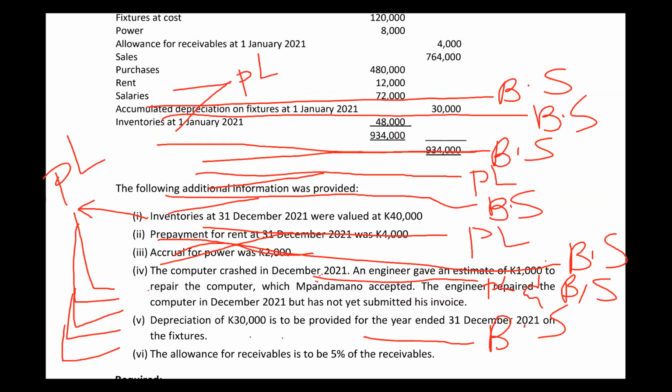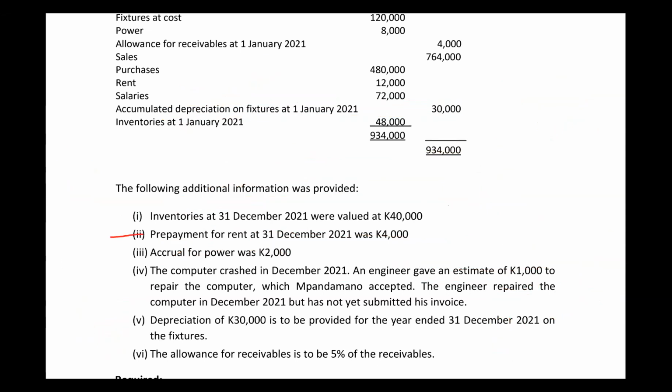Then you go to the prepayment for rent. Now, listen clearly so that you see how we do the adjustment, so that when I start explaining the solution, you are understanding. We have identified where all these elements go. Check now the following adjustments. Number one, the prepayment for rent. There is a prepayment for rent, 4,000. So what this means is that you paid for rent in advance.